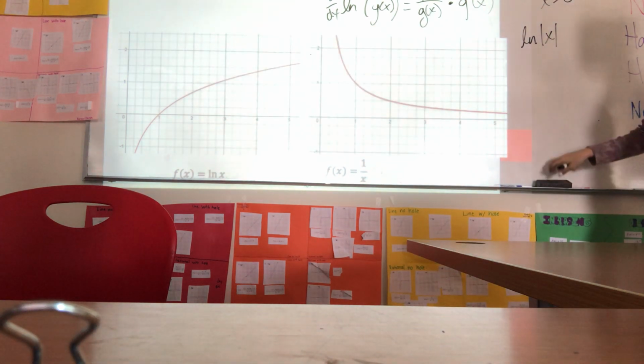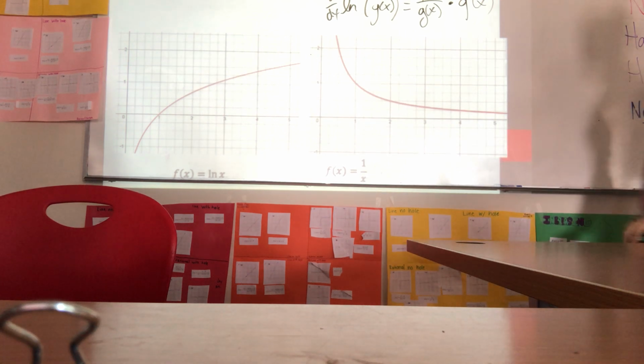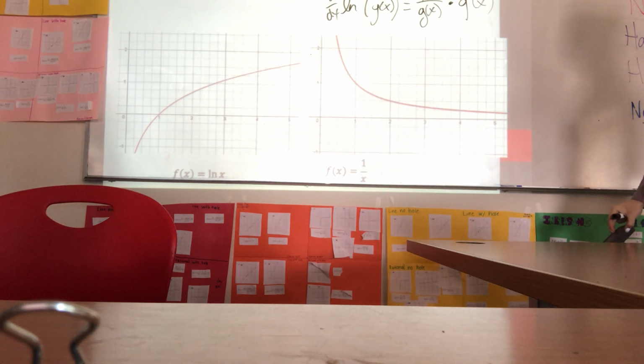I changed it to u because that's the convention and most people do it. U is simpler than g of x, but I totally get that. Yeah, g of x makes sense because that's how we learn things.